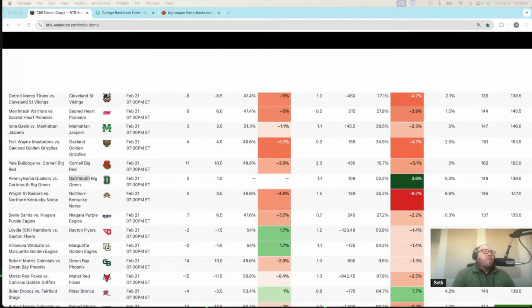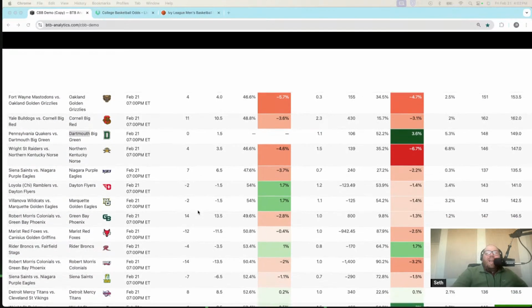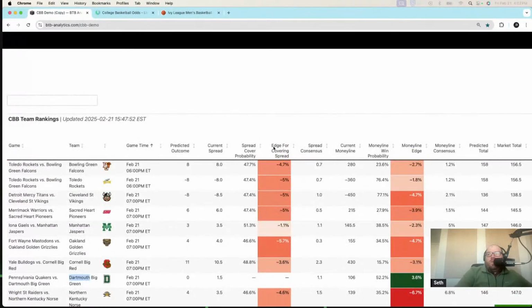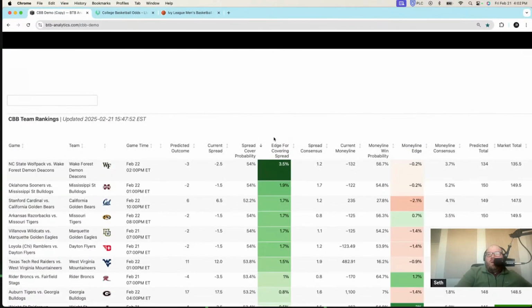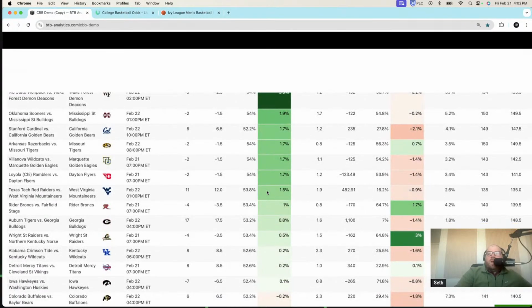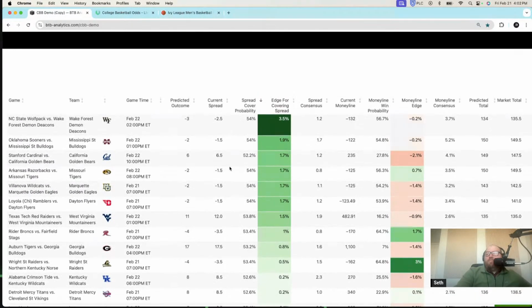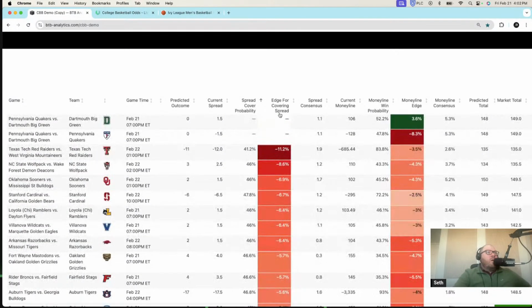You talk about the Villanova matchup. There's a small edge on Marquette minus 1.5. Not a big enough edge for me personally to bet it. I personally need a 3% edge to want to be betting something and think it's worth my time. But you can currently get a 1.7% edge in that game at the current minus 1.5. We make the number 2.